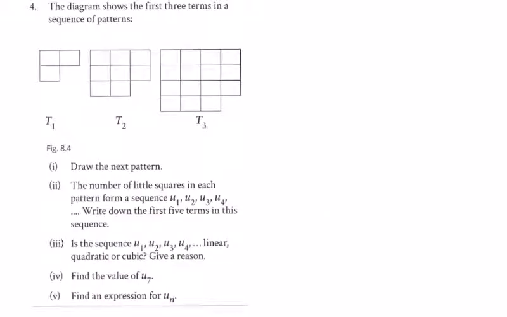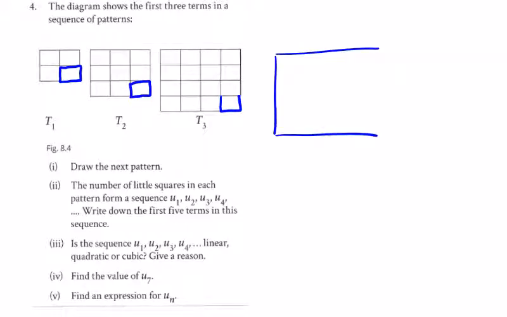Question 4, we're asked to draw the next stage of the pattern. So there's so many different ways to visualize these. For me, this is one short of a 2 by 2. This is one short of a 3 by 3. This is one short of a 4 by 4. So if we draw 5 by 5, we just take that last one out.